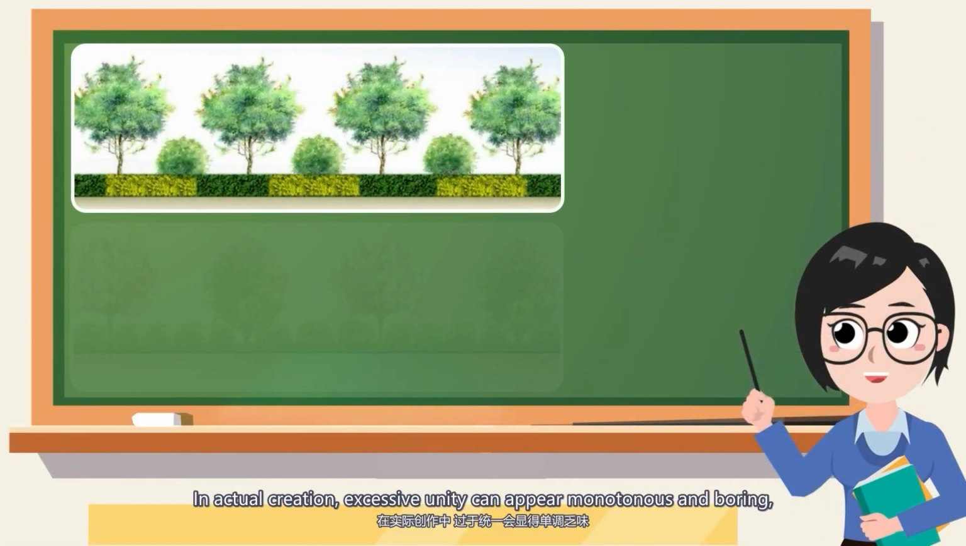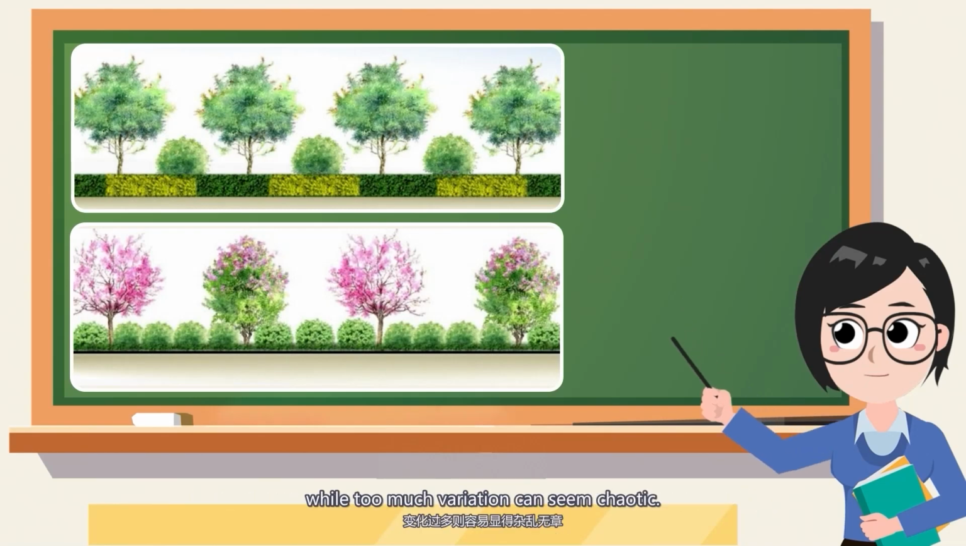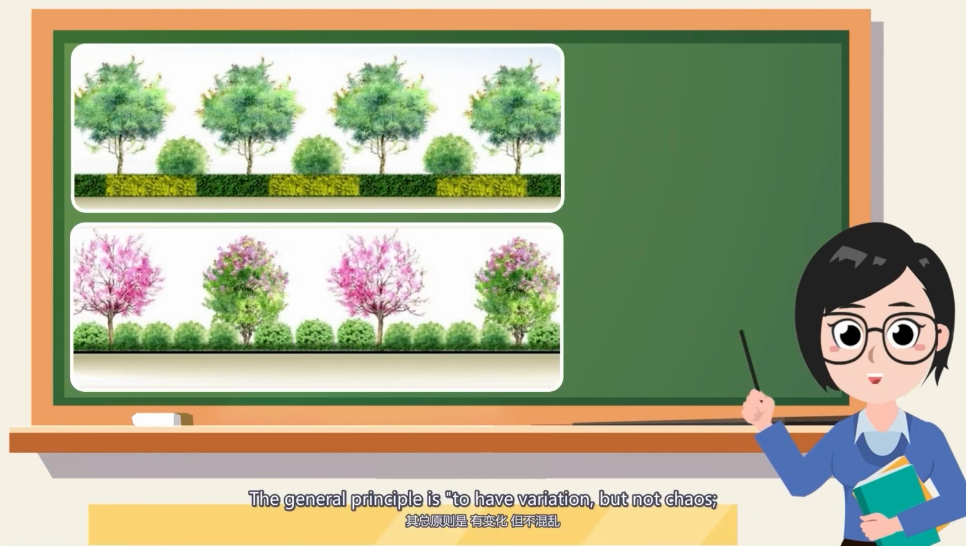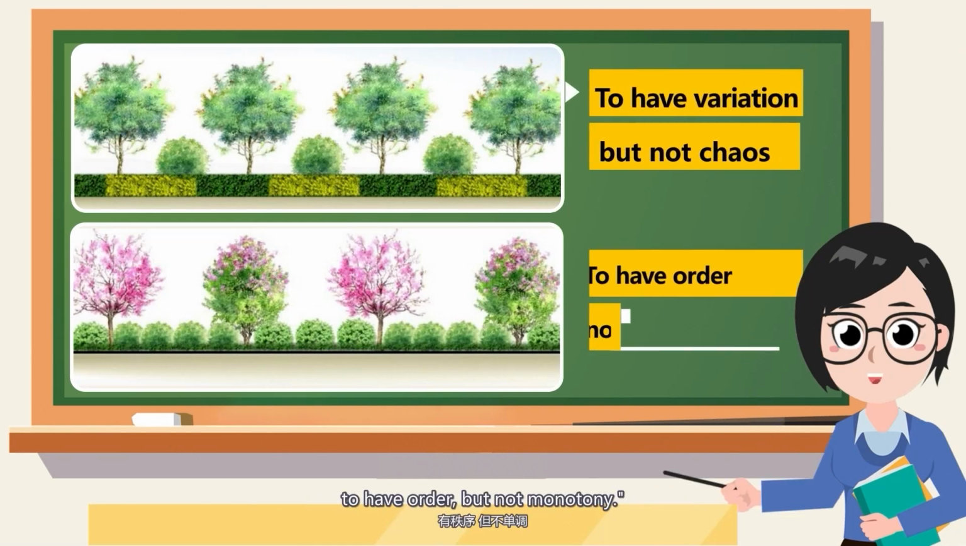In actual creation, excessive unity can appear monotonous and boring, while too much variation can seem chaotic. The general principle is to have variation, but not chaos. To have order, but not monotony.